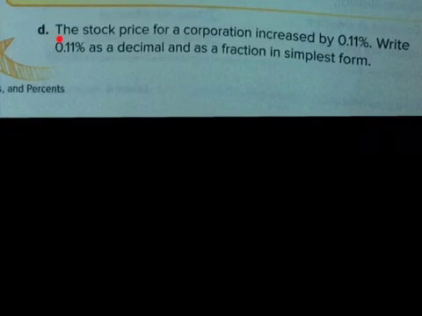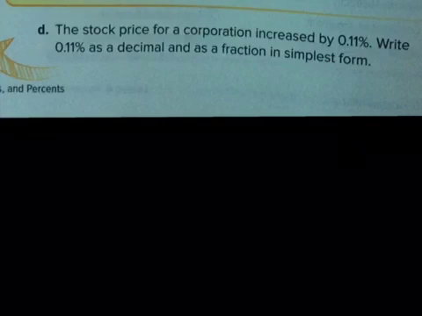Now, here we go. The stock price for a corporation increased by 0.11%. So this company's stock value increased by this much. So approximately 0.1%. Write 0.11% as a decimal and as a fraction in simplest form.